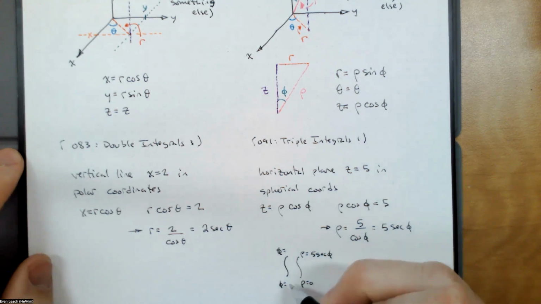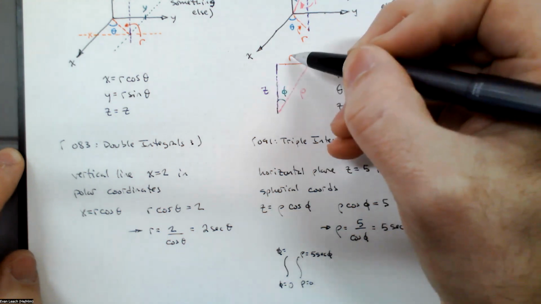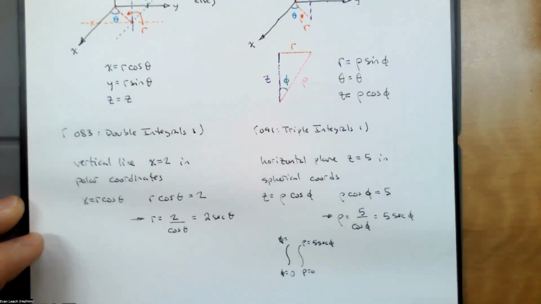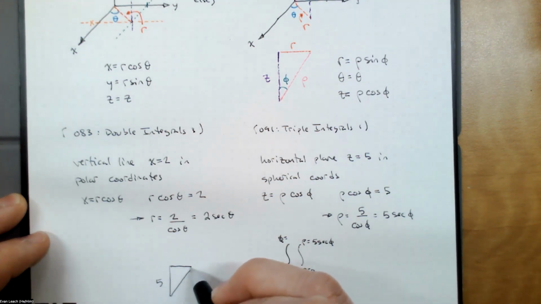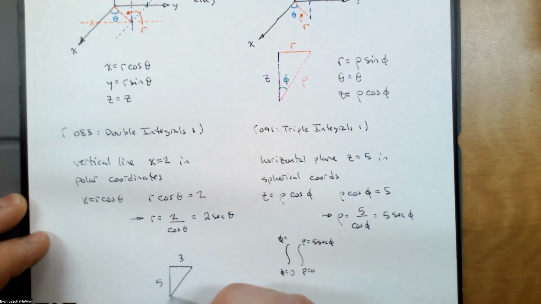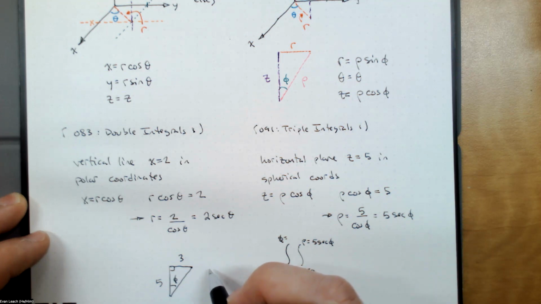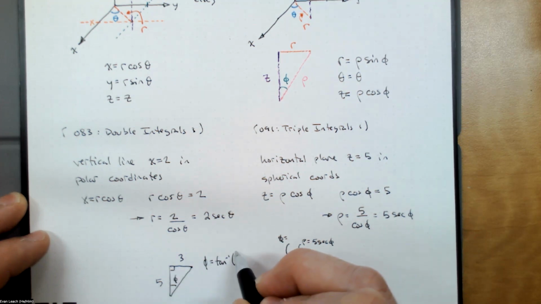So phi will start off at 0 and then go up to, well, this is 5, r is 3. We can calculate where phi is going to be. So if we grab a 5 here and a 3 here, that's where we want rho to stop. That's where we want phi to stop. And since 3 is opposite and 5 is adjacent, we can say that phi is the tangent inverse of 3/5.